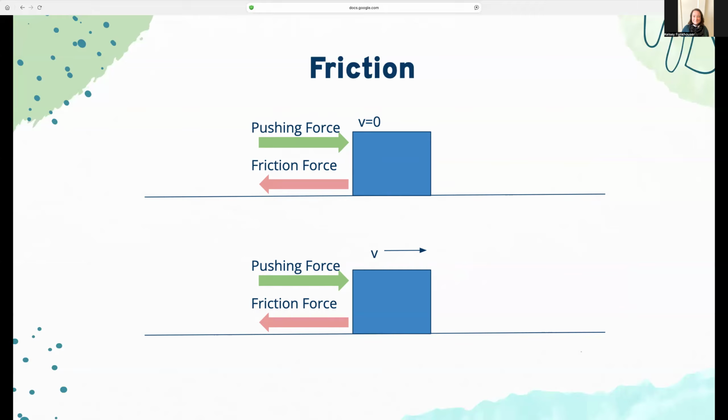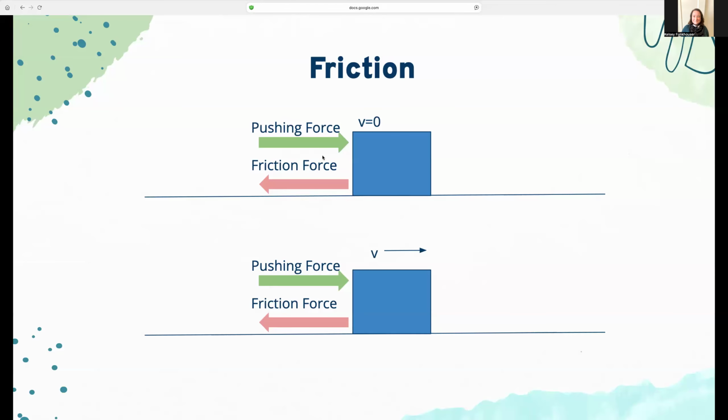But it depends on what objects are in contact with each other. And then once the object is moving, friction is still acting on it. So if you want to keep it moving with the same velocity, you have to supply a constant force to counteract that friction. Because remember, constant velocity means there is no net force and no acceleration. So in order to do that, we have to have a pushing force that stays the same size as the friction force, so there's no net force.